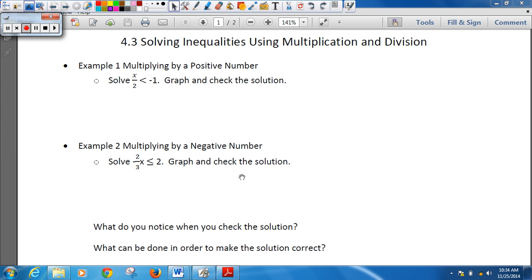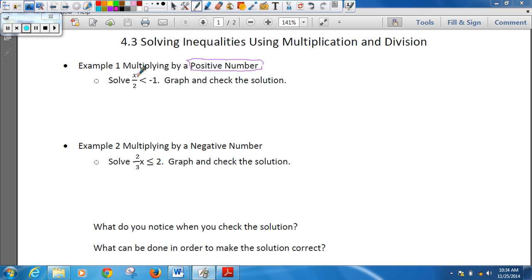Today is 4-3, solving inequalities using multiplication and division. So it's very similar to what we did yesterday, but instead of adding or subtracting, today you're going to have to either multiply or divide. So if I look at example 1, we're multiplying by a positive number.